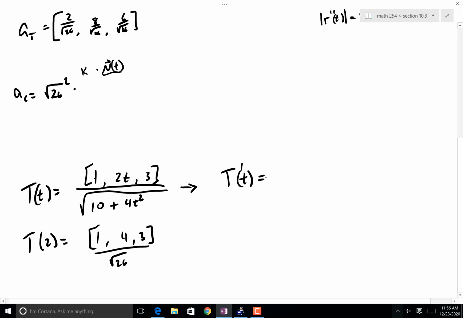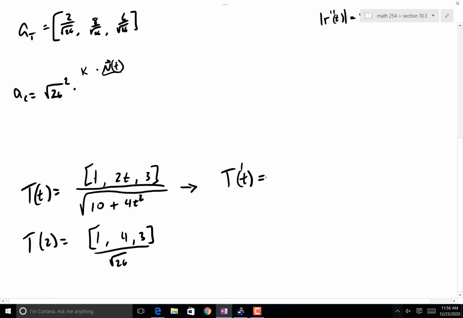It is the derivative of, and you can type it in like this, or you could have already saved it if that makes you happy. Okay, divide by, and then it's the square root of 10 plus 4t squared. All right. And then, comma t.